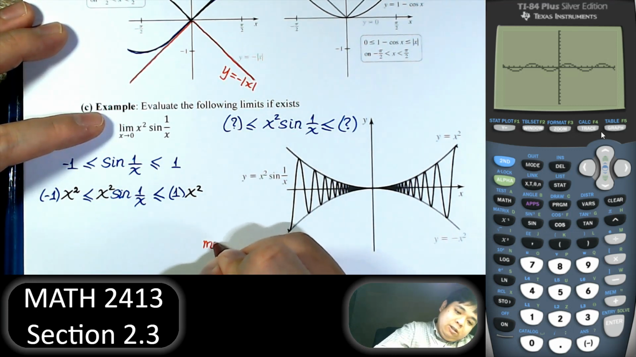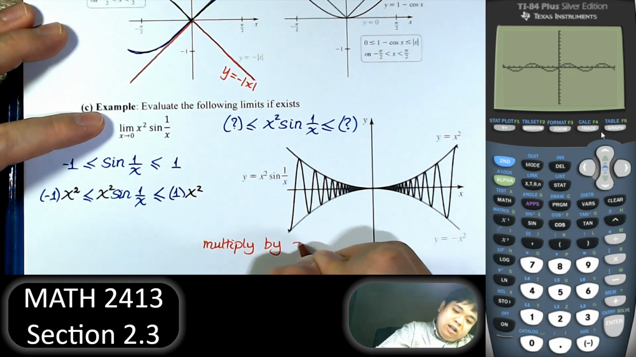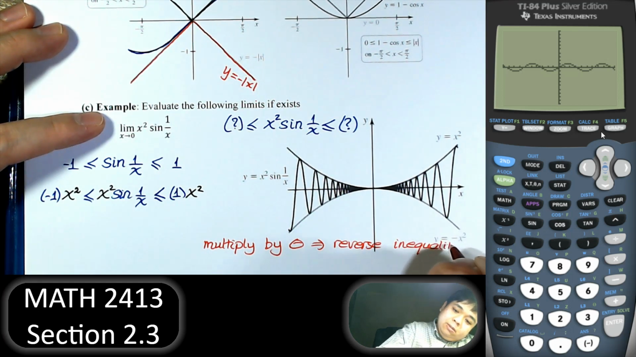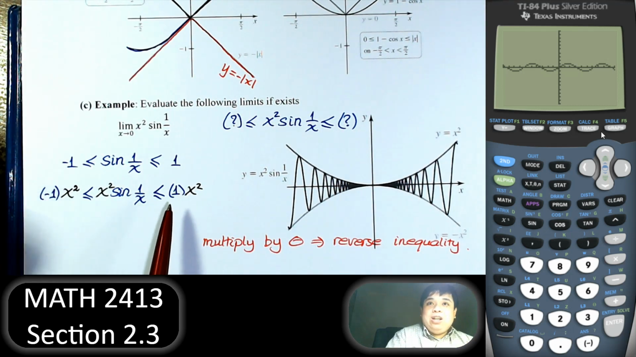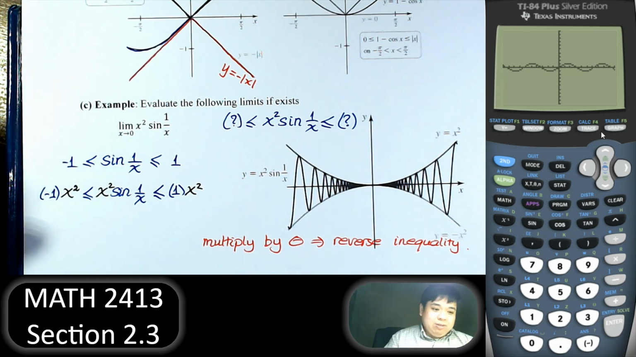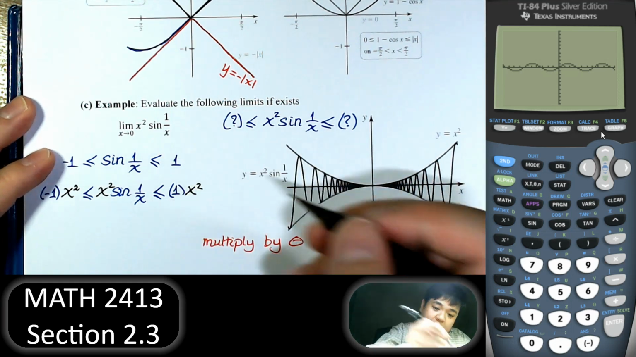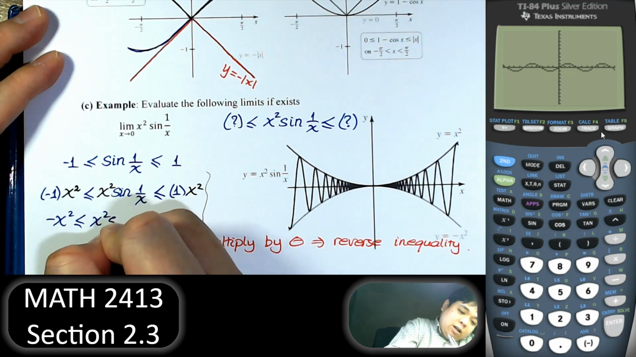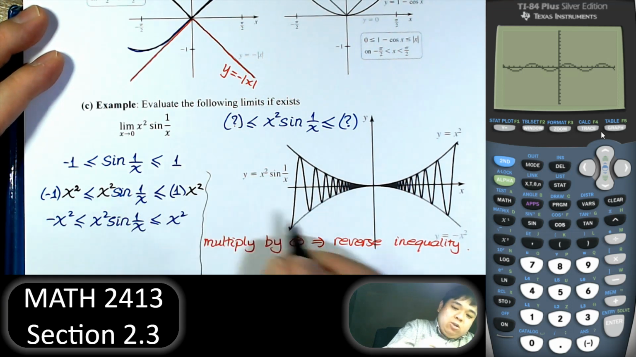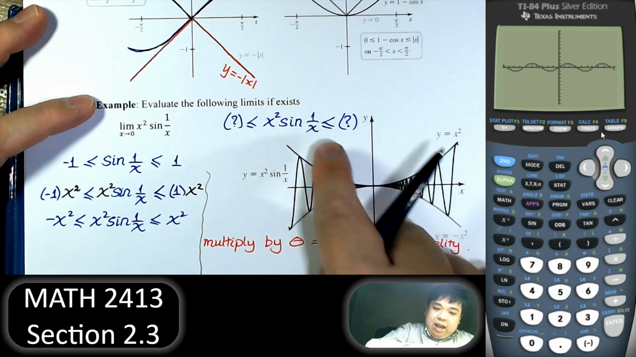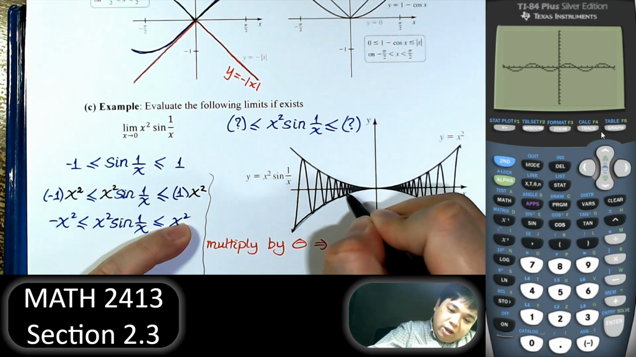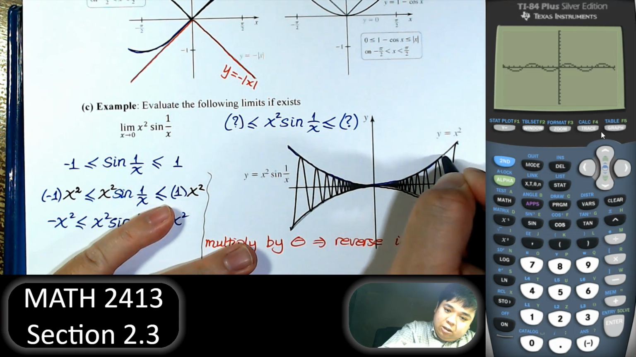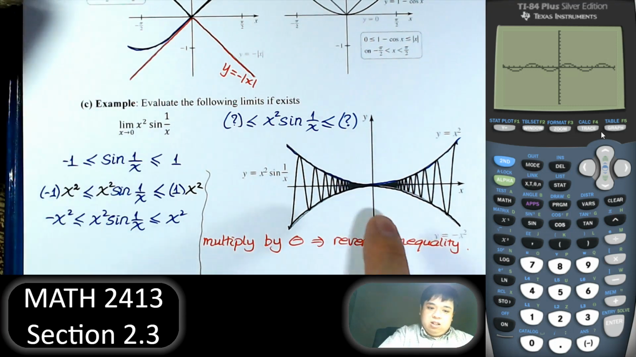If we multiply by a negative, we have to reverse the inequality. In this case, we don't have to, because x squared is greater than or equal to 0, so it's positive or 0. We don't reverse the inequality. So that gives us negative x squared less than or equal to x squared sine of 1 over x squared less than or equal to x squared. So that's why the graph of that function is between x squared and negative x squared: negative x squared at the bottom and x squared on top. Of course, we can graph that too, but it will look like that.